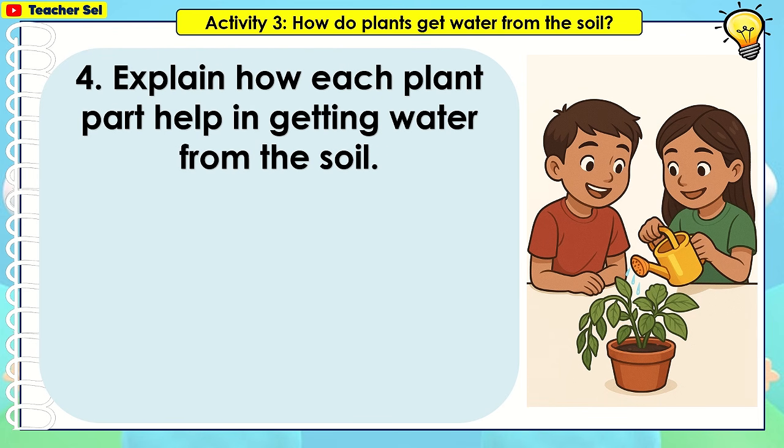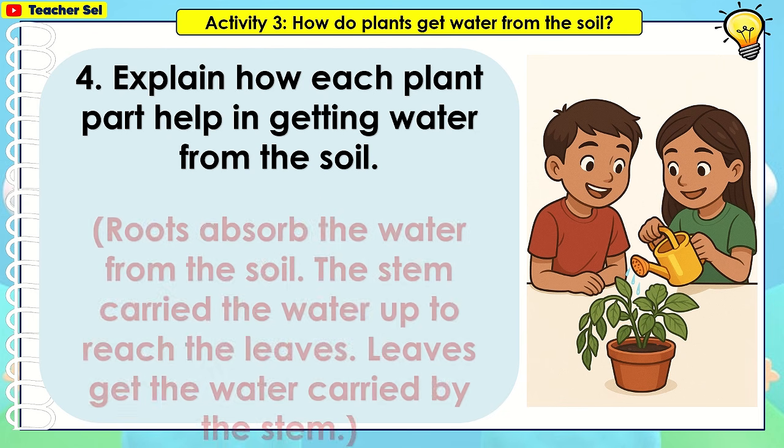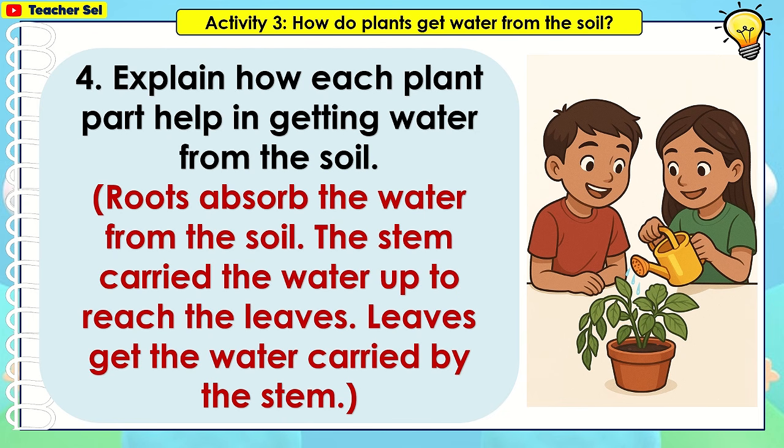Explain how each plant part helps in getting water from the soil. Roots absorb the water from the soil. The stem carries the water up to reach the leaves. Leaves get the water carried by the stem.